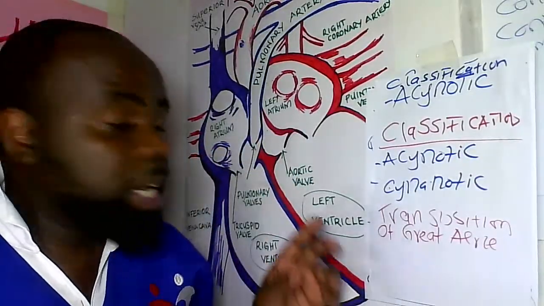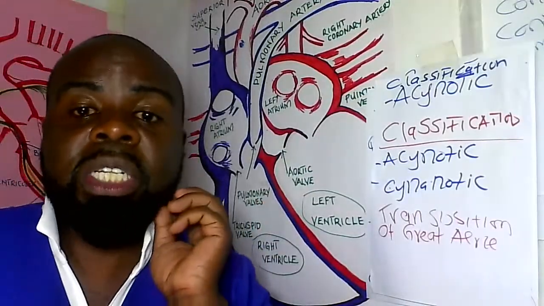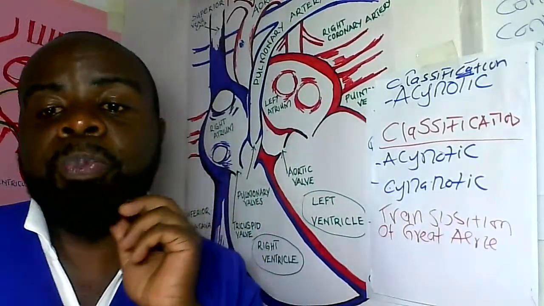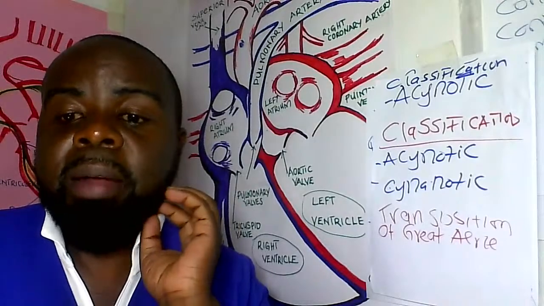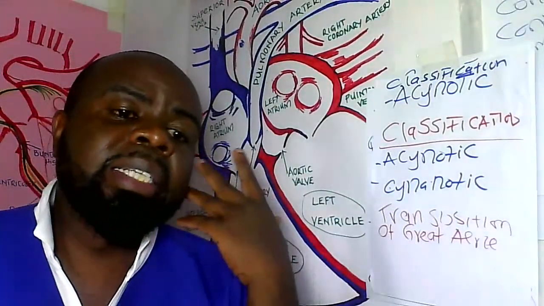So it will be bringing oxygenated blood to the right atrium. Those are conditions that we fight. Signs and symptoms. What can make you know that your child has these problems?